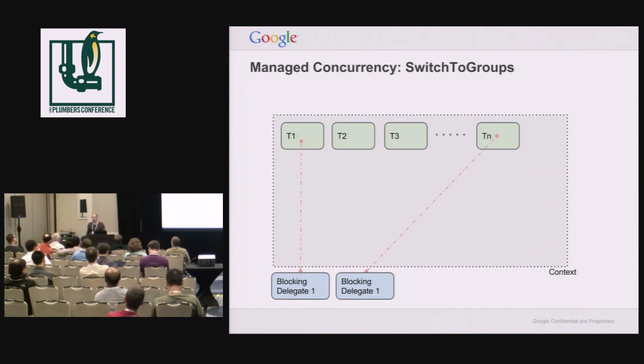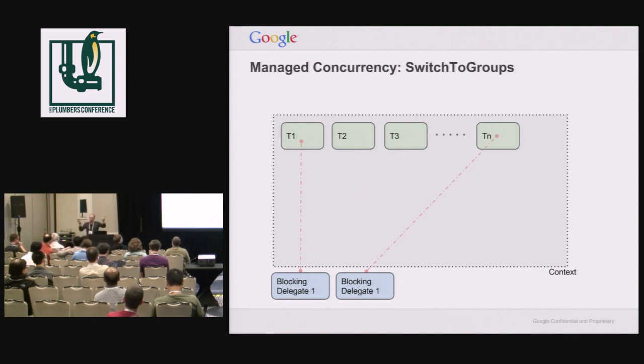I don't want to poll that code. I want to be able to receive a notification in an efficient way that a thread running my user code has blocked, and I need to run another thread in its place. So we introduce, on top of the directive scheduling, a managed concurrency API, which lets you do that.